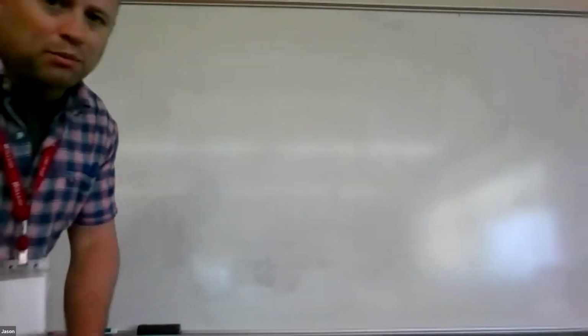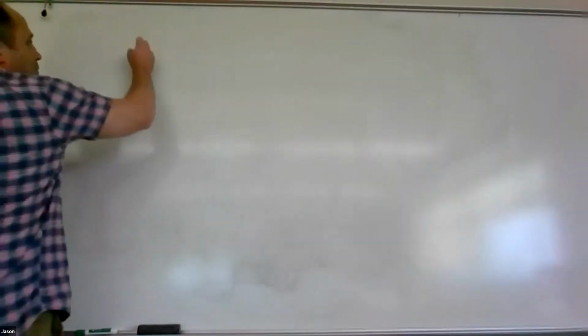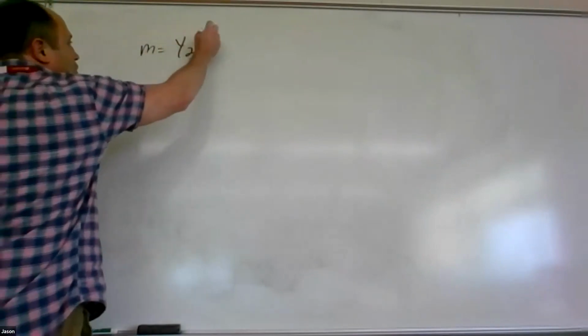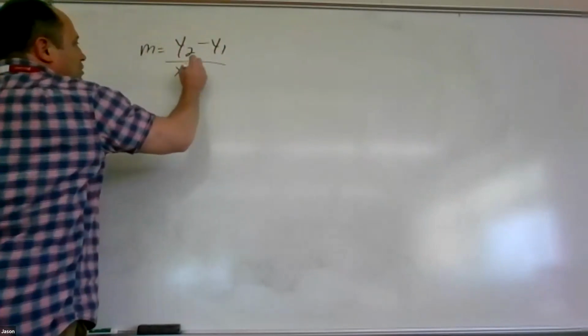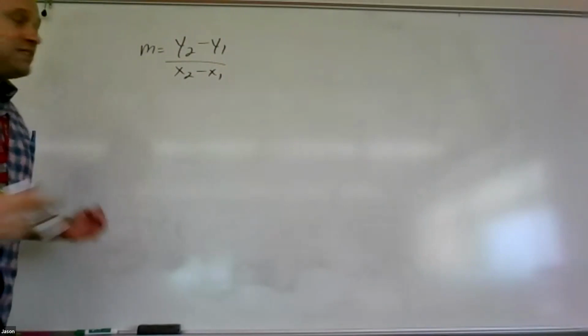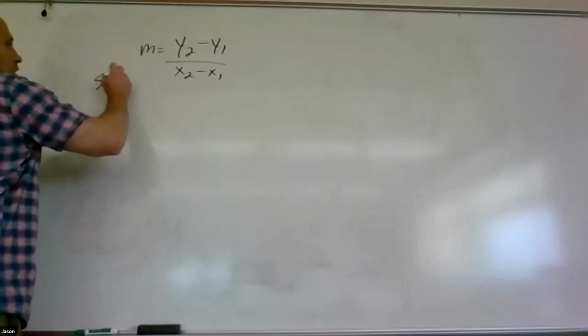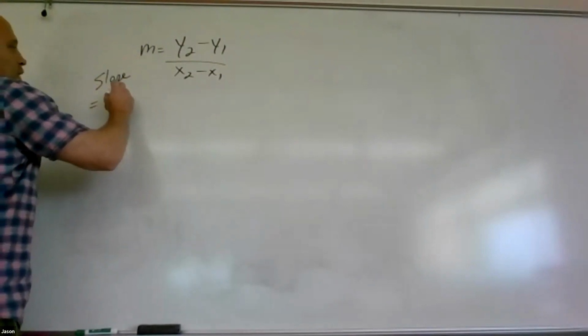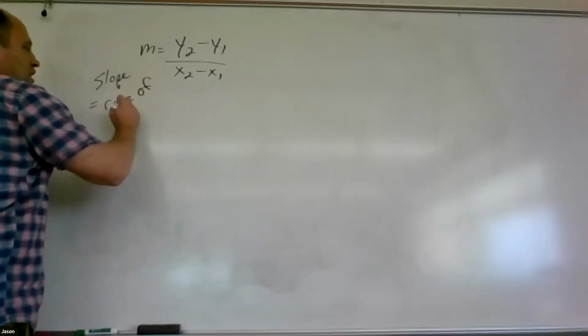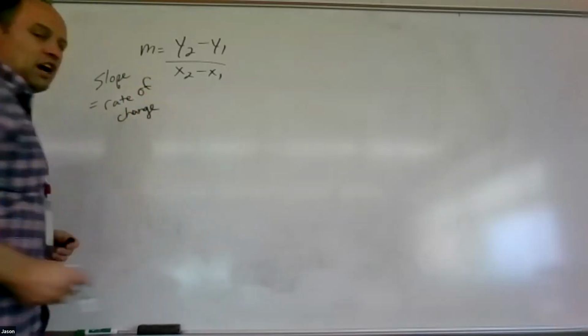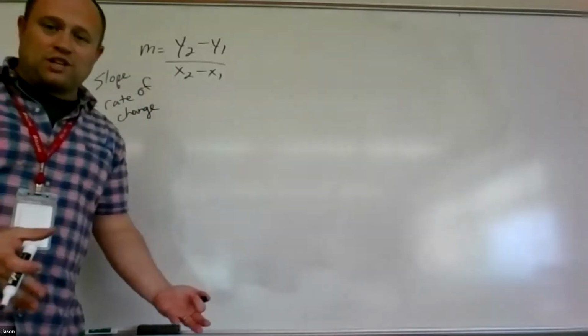Okay, so it's a slope problem, and if you remember, I think most of you, if you really think about it, probably remember that slope is y2 minus y1 over x2 minus x1, and this slope is the same thing as rate of change. They actually, by definition, are the same exact thing. The slope is the rate of change of a graph.